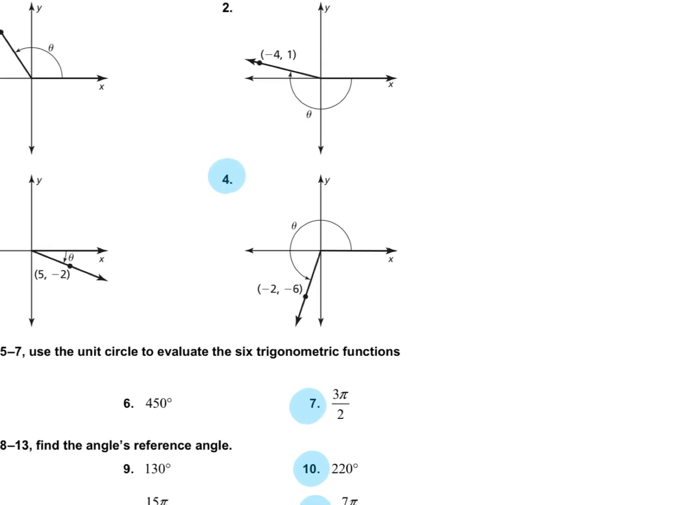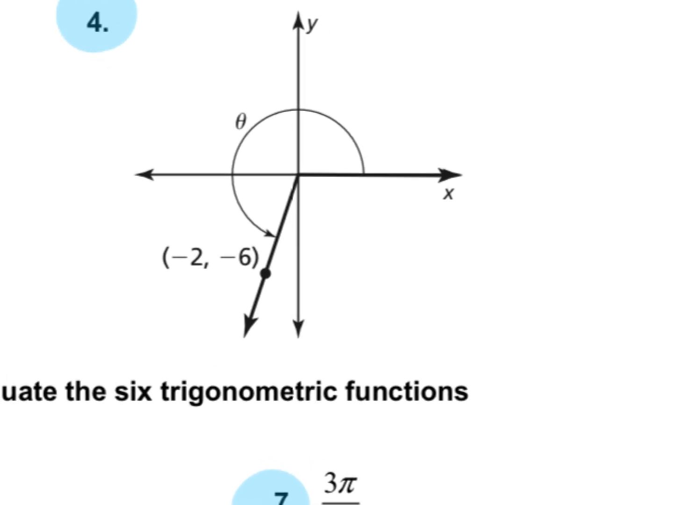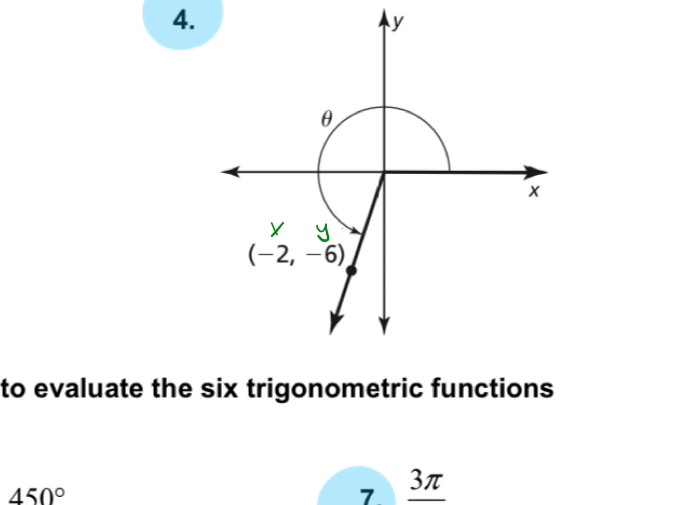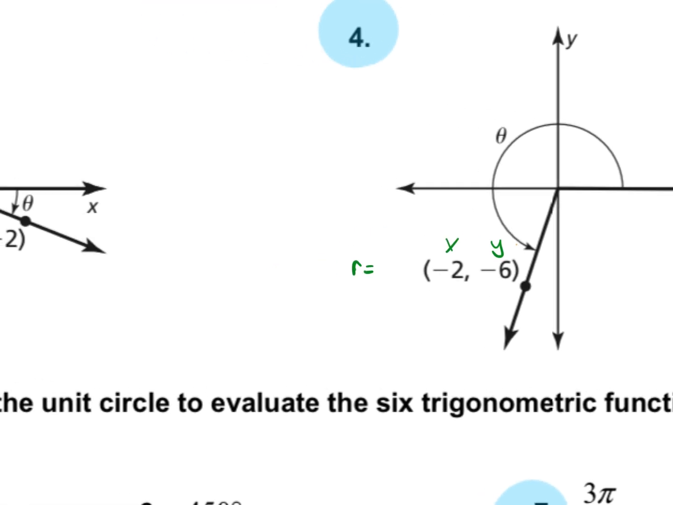Let's take a look at number 4. So we're going to evaluate the 6 trig functions here. Here it gives us a point, so this is x and y. We need to figure out what r is. How do we find r? Pythagorean theorem. X and y are kind of like our legs, and r is our hypotenuse.